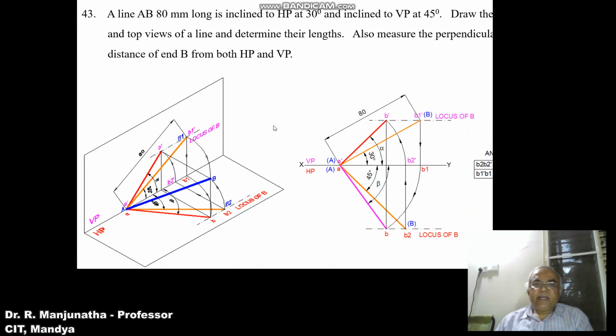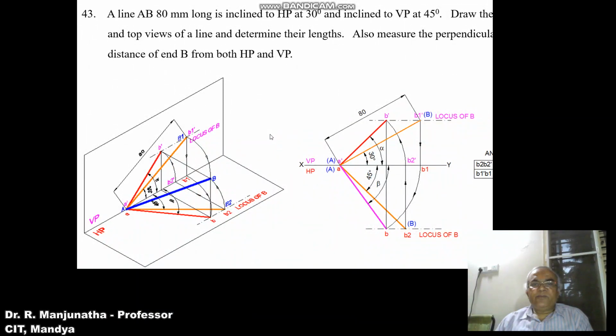So we'll consider A dash here and A here, and write capital A and capital A here in both the front view as well as in the top view. Now by using the protractor, you measure an angle of 30 degrees with respect to HP. So that inclination is seen in VP. So above the XY line, you measure 30 degrees, and with respect to the XY line, you draw an inclined line.